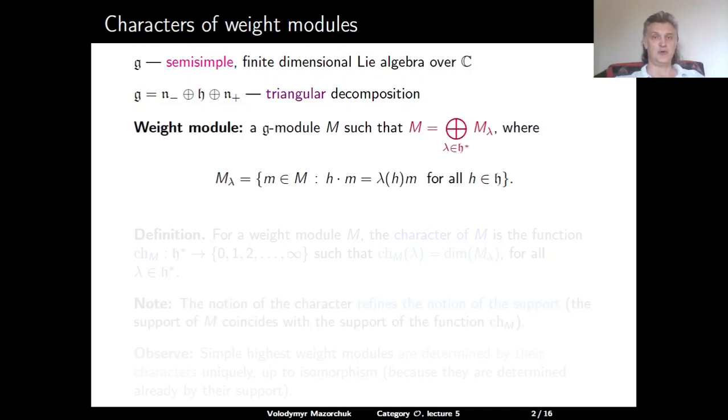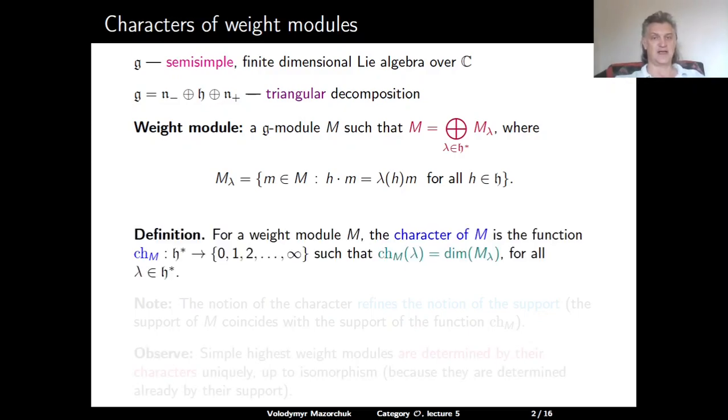Recall that a G module M is called a weight module if it decomposes into a direct sum of weight subspaces M lambda, where lambda is a weight, that is, an element in the dual space of the Cartan, and M lambda consists of all elements m in M on which elements from the Cartan act via scalars prescribed by lambda. So now we can define what a character of a weight module is.